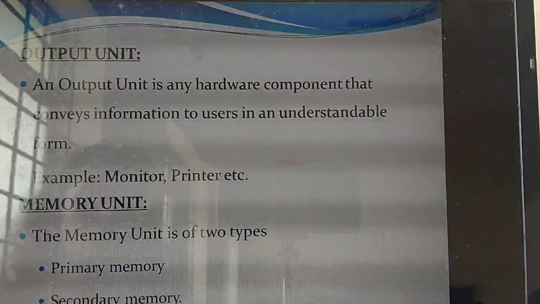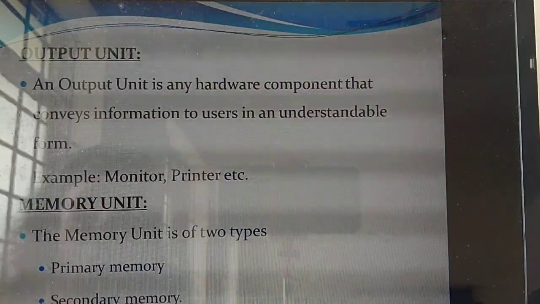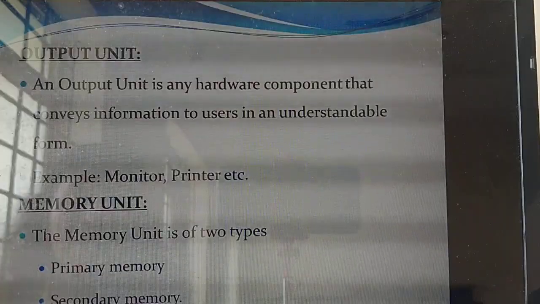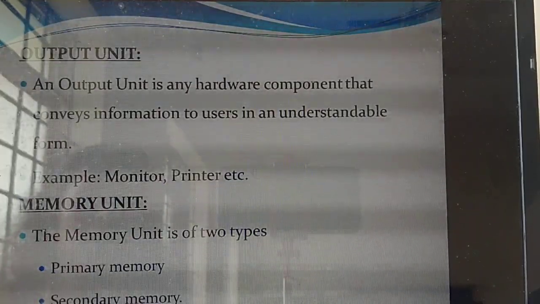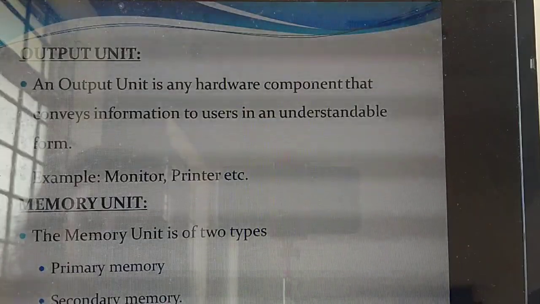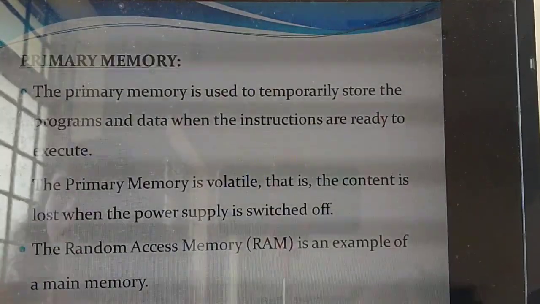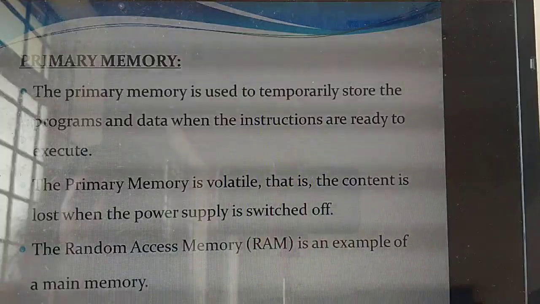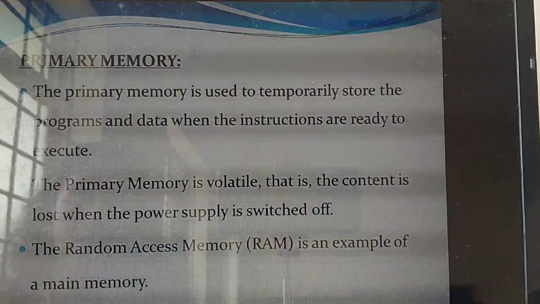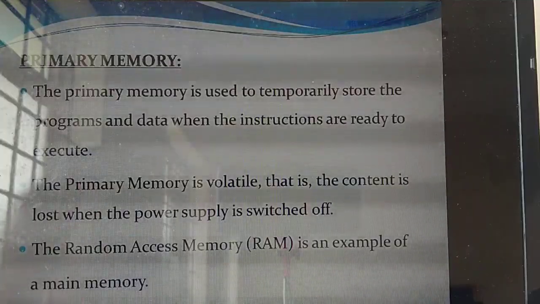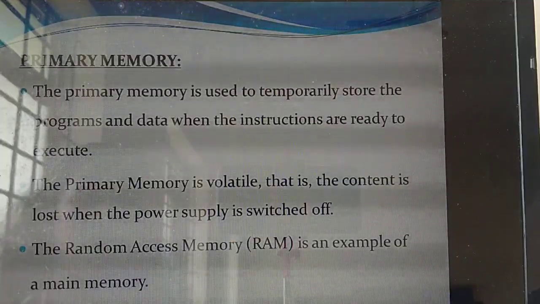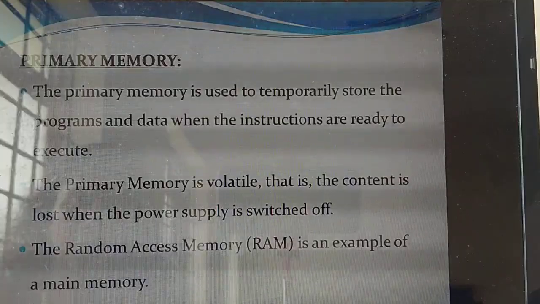In this memory unit, there are two types of memories. In the diagram itself I said two types of memory: primary memory as well as secondary memory. Okay. How many types of memory are there? Two types. What are they? Primary memory and secondary memory. First thing to study is primary memory. This primary memory is used to temporarily store the programs and data. Which memory is used to temporarily store the data? Primary memory. Best example I am telling.